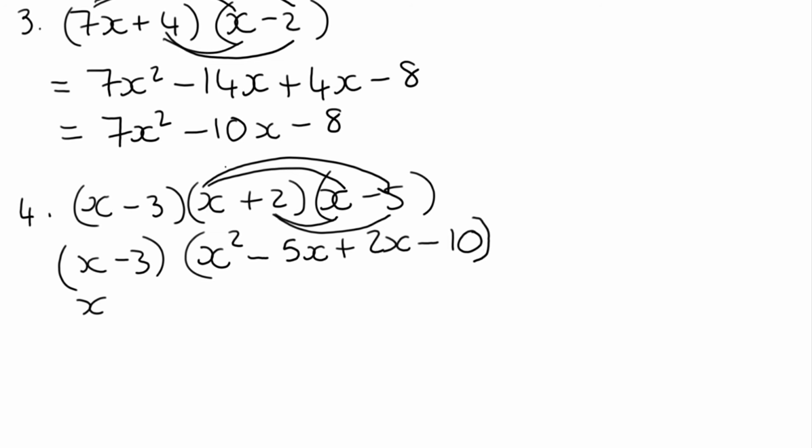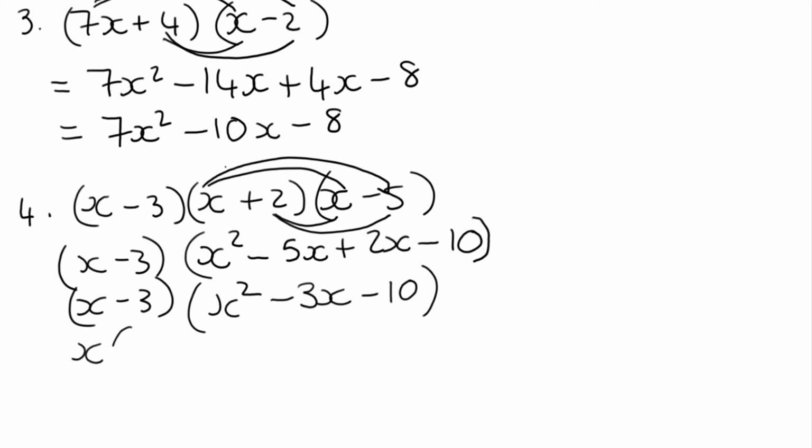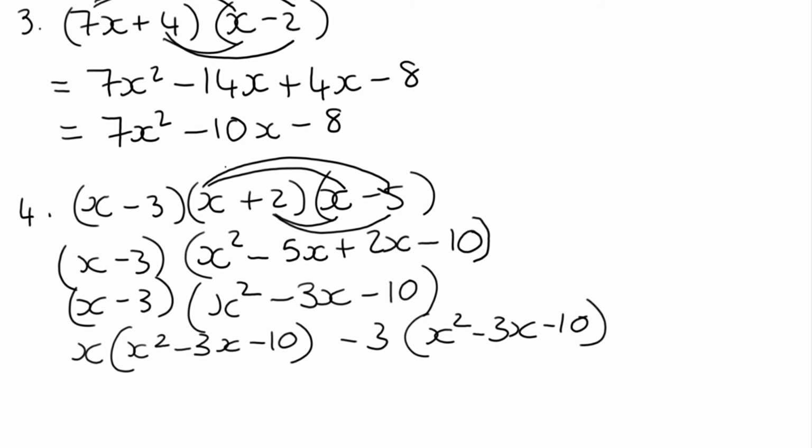Okay, now we can tidy up that second bracket. So you get x squared plus 3, minus 3x. Minus 5 plus 2 is minus 3. Take away 10. And now we can multiply the x by that bracket, and then the minus 3 by that bracket. So x cubed minus 3x squared minus 10x. So do you see what I've done? I multiply x through by every single term in that bracket.